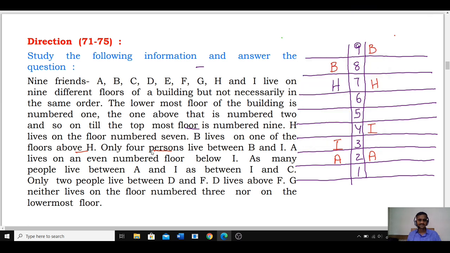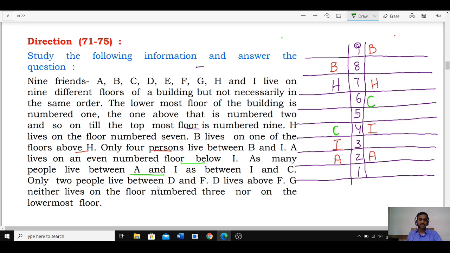Then next one. As many people live between A and I as between I and C. As many people as there are between A and I, the same number must be between I and C. In between A and I, one person, and between I and C, there must be exactly one person.